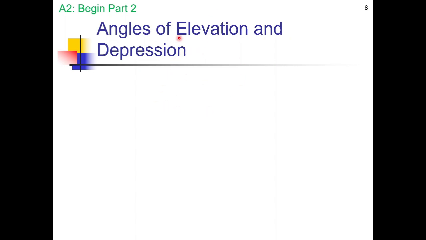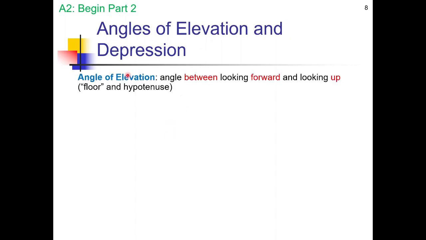So let's talk about angle of elevation first. The angle of elevation is the angle between looking forward and looking up at something. So you could say between the floor and the hypotenuse. So here's a visual of this. Let's say that you're here on the ground looking at the top of a Christmas tree. So the angle of elevation is this x right here between the floor of your line of sight and the top of the tree.